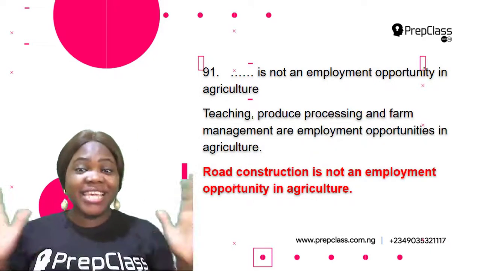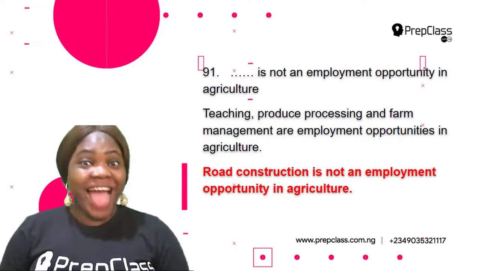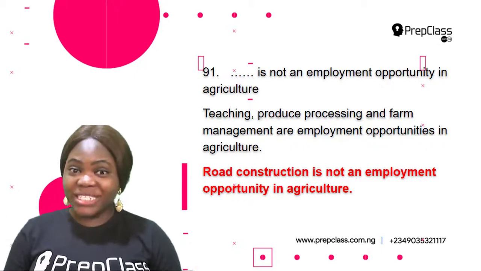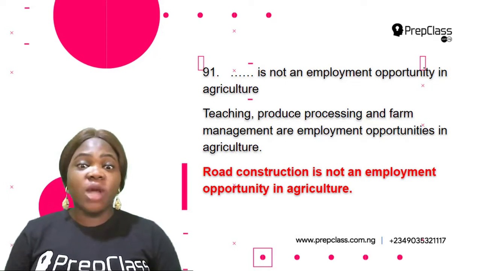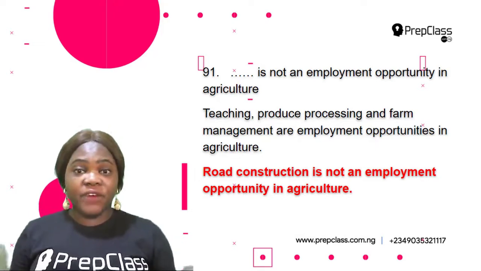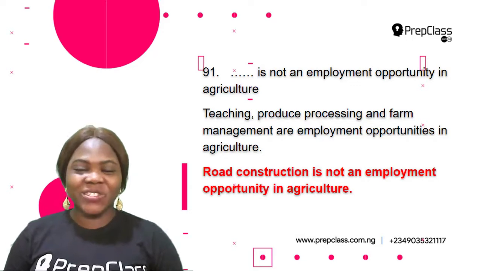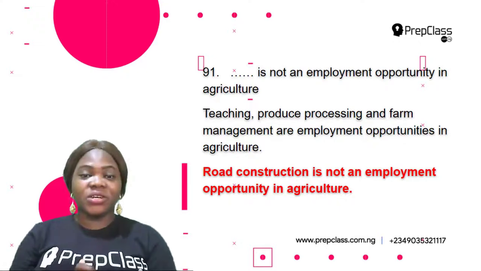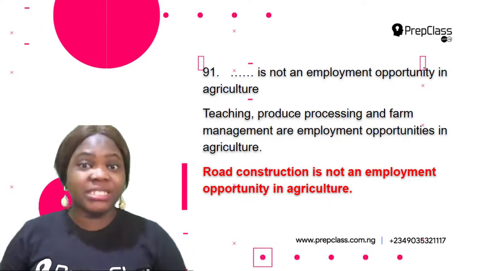So, teaching is an employment opportunity in agriculture. I am employed as a teacher, right? Produce processing is also an employment opportunity in agriculture. The processing of wood into paper, for example, is an employment opportunity in agriculture. Farm management is also an employment opportunity in agriculture, but road construction is not an employment opportunity in agriculture.